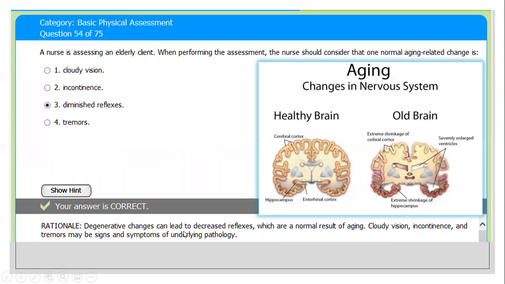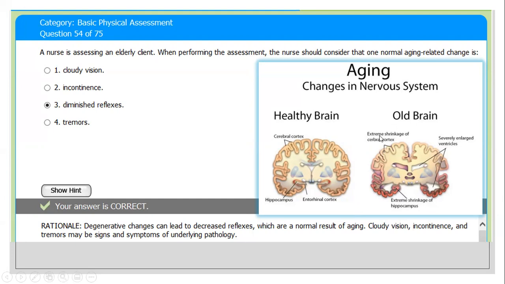Degenerative change can lead to decreased reflexes, which are a normal result of aging. So these are the two pictures, showing aging change in the nervous system. A healthy brain in an adult, a young person. But this is old age. Degenerative change occurs, and the brain tissue shrinks.